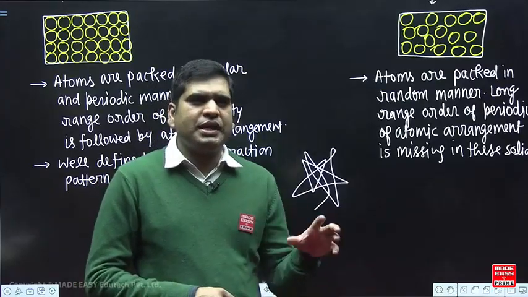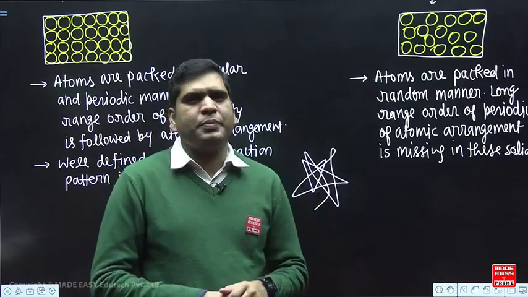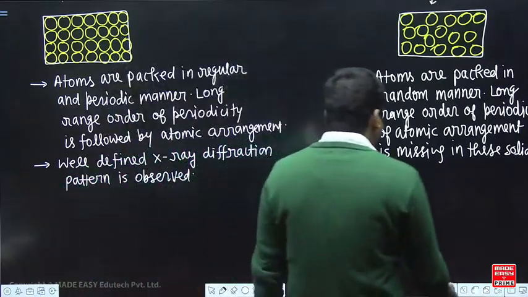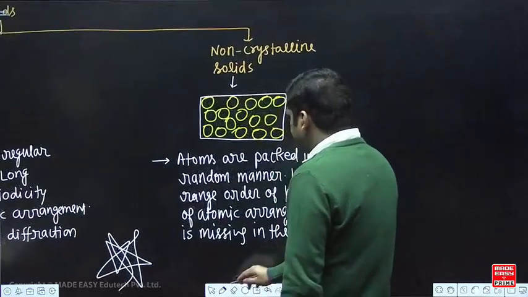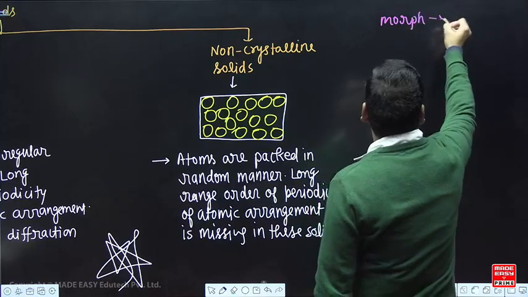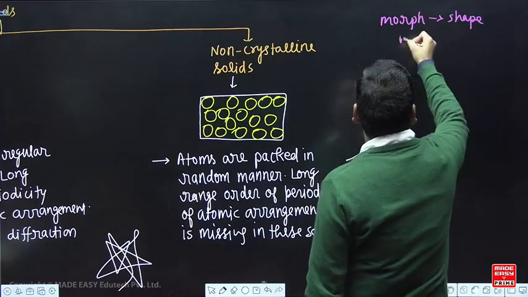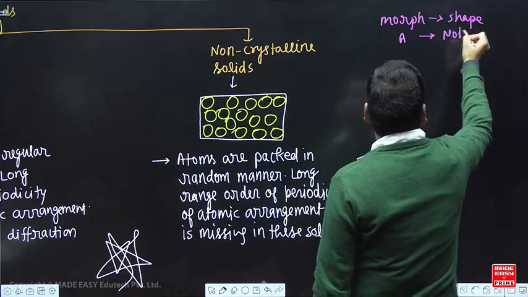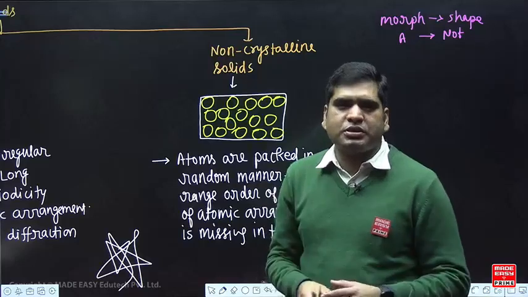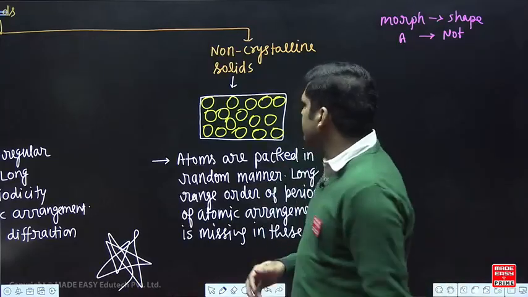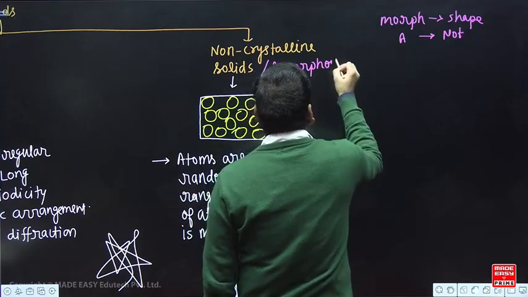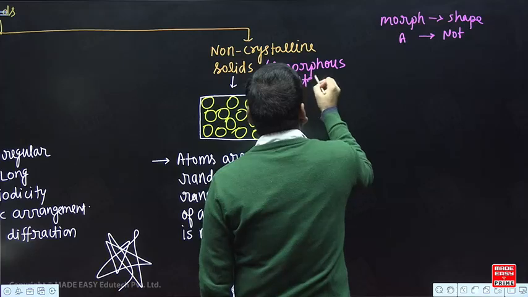It means we do not get any kind of well defined geometrical shape in the arrangement of atoms. And that's why these materials are sometimes also called amorphous materials. The word amorph, the morph is taken from shape. It means shape, and A is used for not. So since these materials do not exhibit any well defined diffraction pattern, or well defined geometrical shape in atomic arrangement, sometimes they are also known as amorphous solids or amorphous materials.